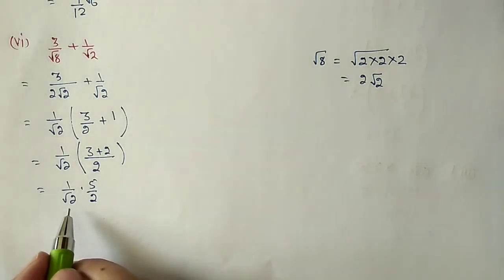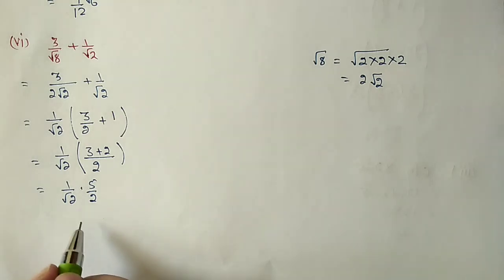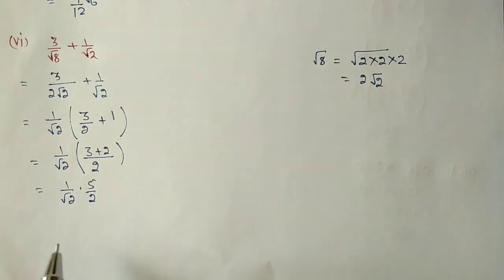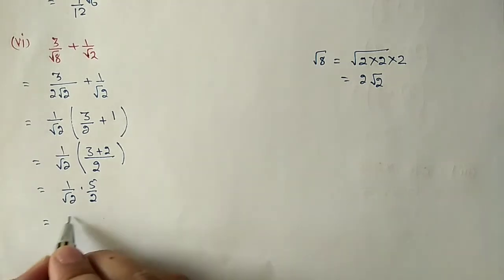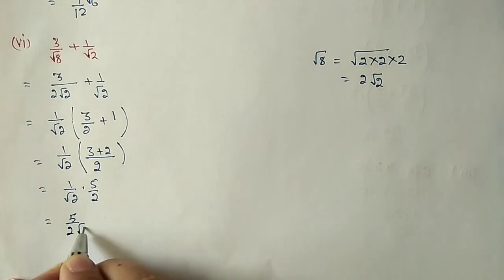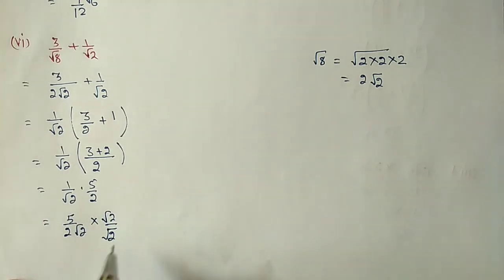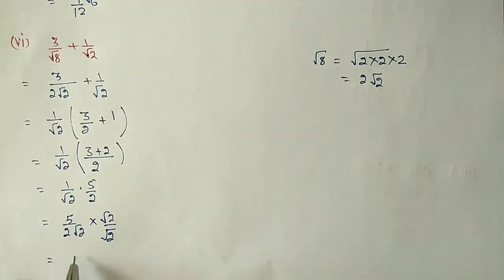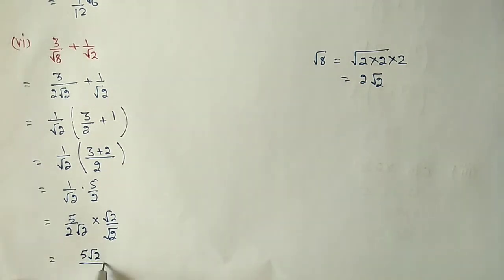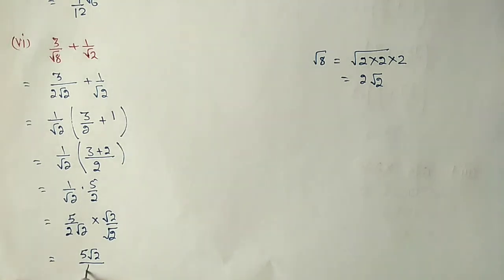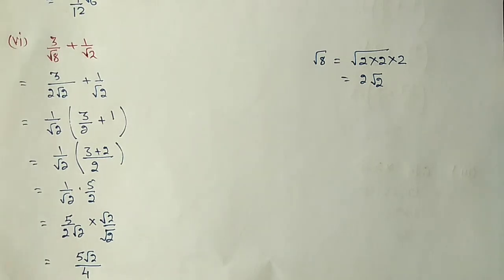Now if in the denominator we have root 2 or root 3, something like this, we have to eliminate this. To eliminate this, we will multiply with root 2 up and down. So after multiplying with root 2 up and down, we will get 5 root 2 by, in the denominator, 2 into root 2 into root 2. Root 2 and root 2 will become 2, and 2 into 2 will become 4. So the answer is 5 root 2 by 4.